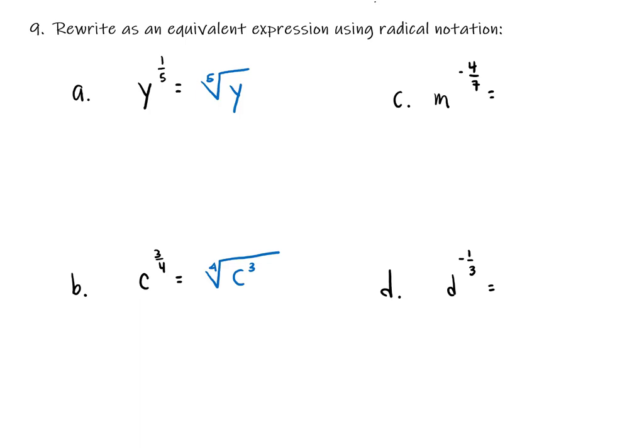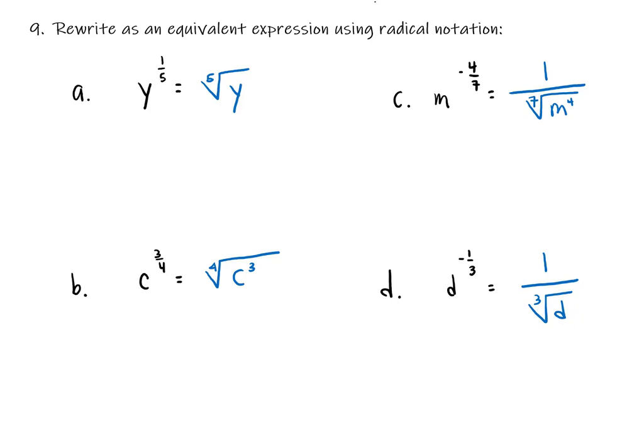And then we have m to the power of negative 4/7. We're going to do the same work, but we're going to stick it in a fraction, in the denominator of the fraction. So this negative in the exponent is what makes the fraction. The fraction is what makes the radical. So we're going to say the 7th root of m to the 4th, but we're going to stick it in the denominator of that fraction. And the same thing with d to the negative 1/3. That's going to be the cube root of d in a fraction like that.